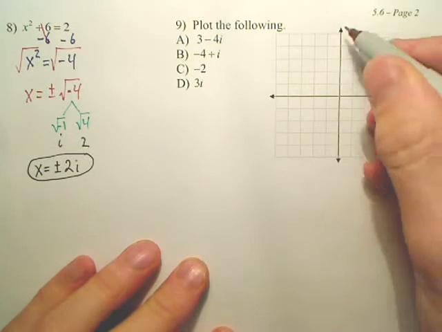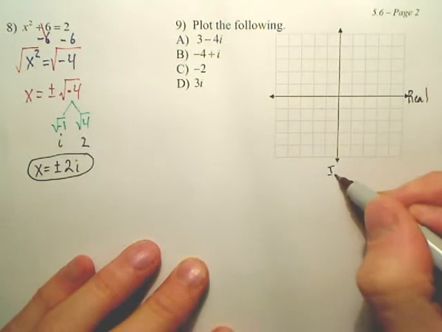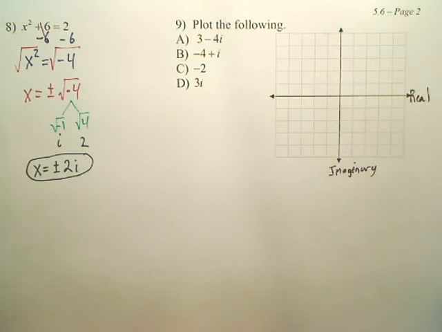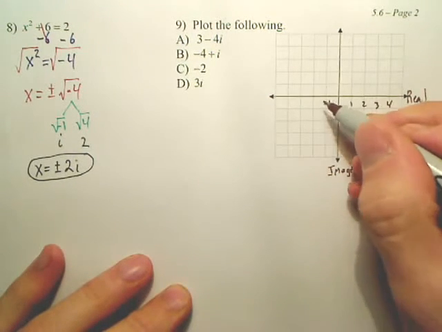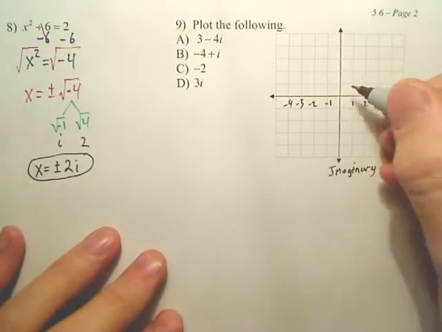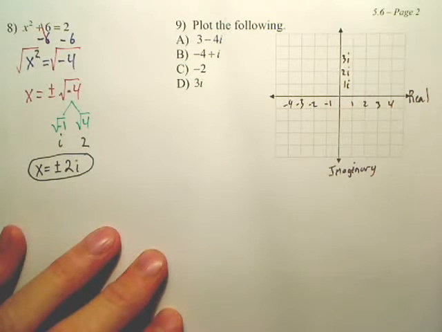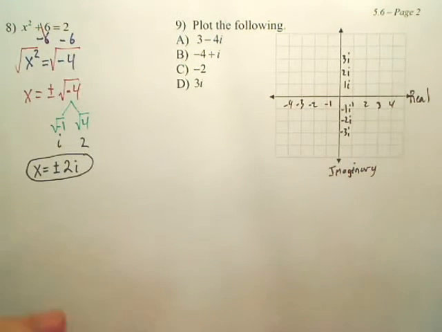Okay, instead of this being the x and y axis, this is now the real number line, and this is the imaginary number line. Your real number line is just 1, 2, 3, 4, -1, -2, -3, -4. What is an imaginary number line? Well, that is 1i, 2i, 3i, and so forth. And this would be -1i, -2i, -3i, and so forth.